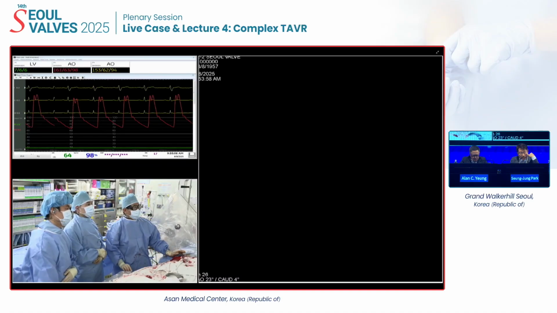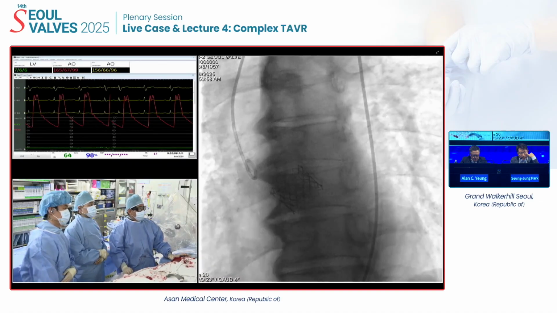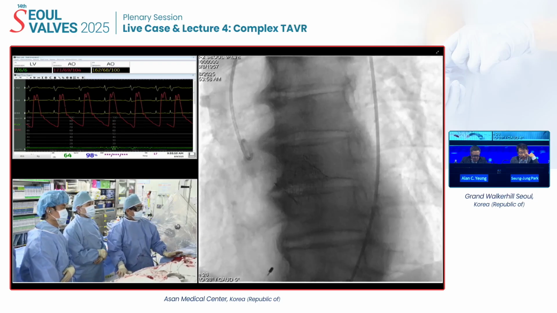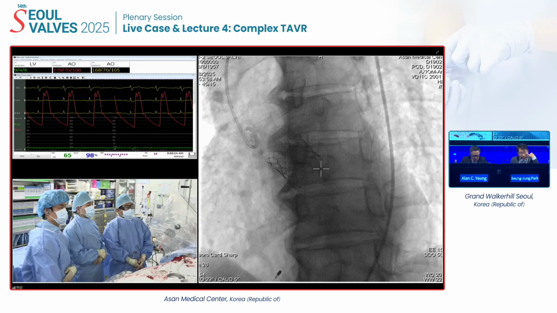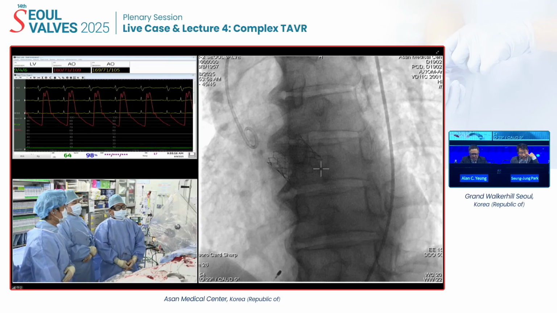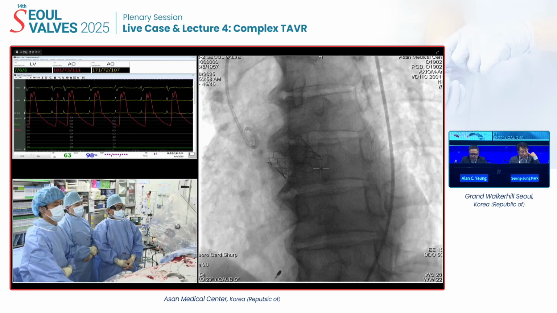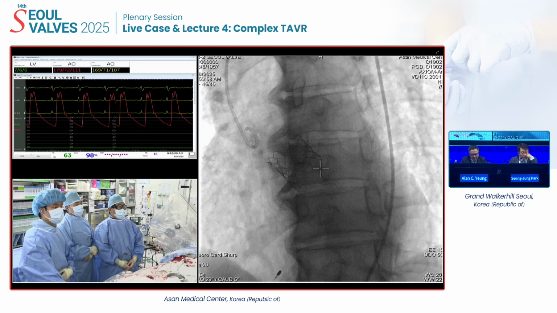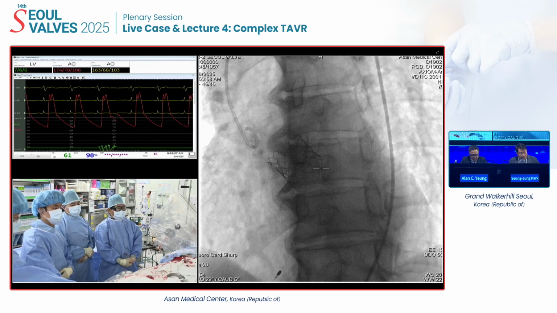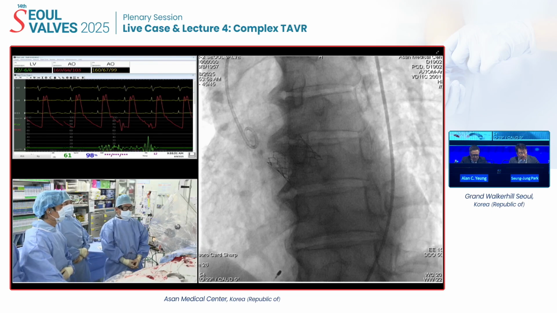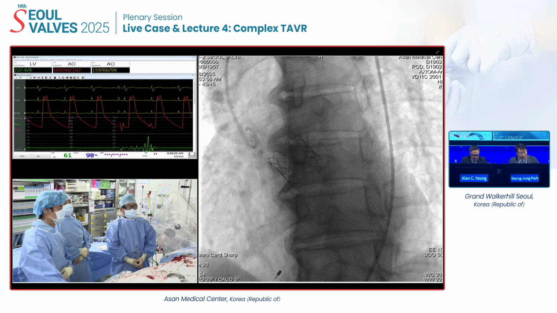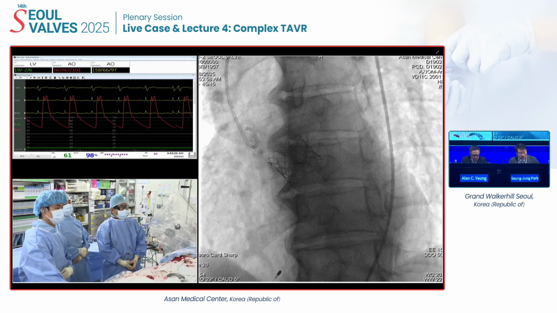So this is our final result, in another view. The take-home message is that in case of a very calcified bicuspid aortic valve, sometimes a less oversized, undersized valve can be very effective and also very safe. So don't do oversizing in case of very calcified aortic valve disease, particularly in bicuspid anatomy.